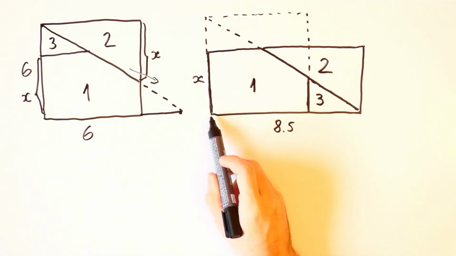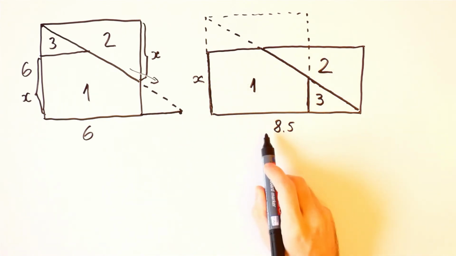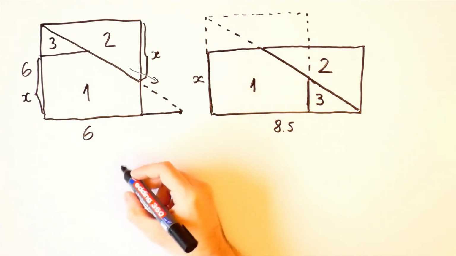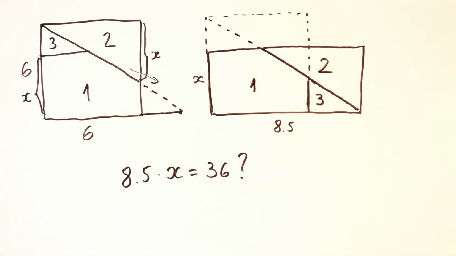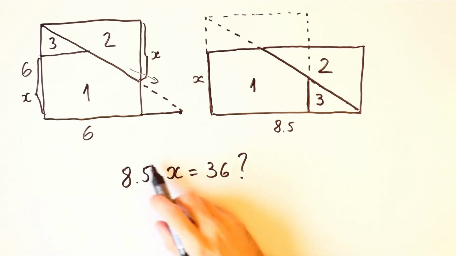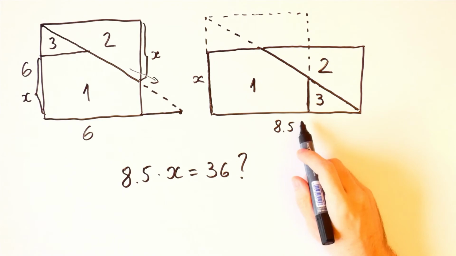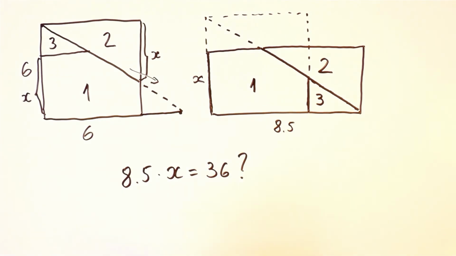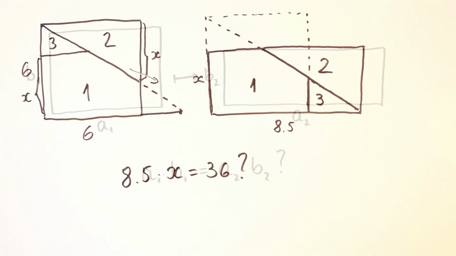This side of the rectangle is equal to x, but how do we know that 8.5 times x is equal to 36? Keep in mind that we shouldn't use that 8.5 times x is equal to the area of this rectangle, since we haven't proved that formula for every rectangle. And this is just one way of dividing into parts and rearranging them.